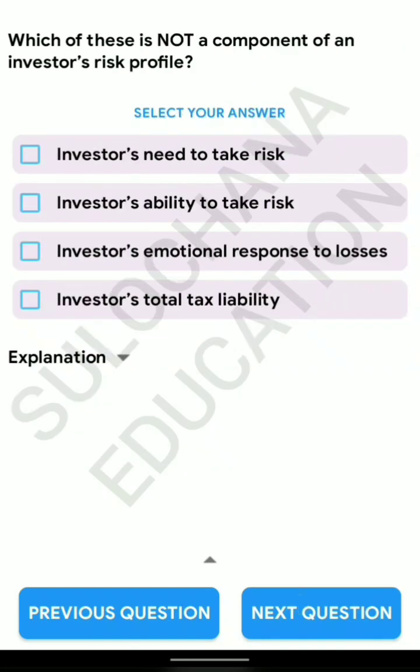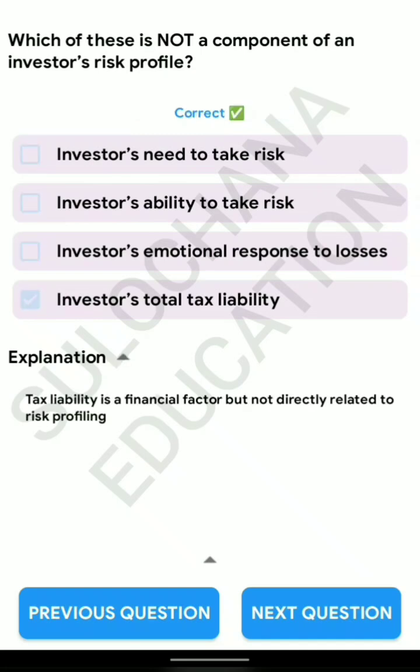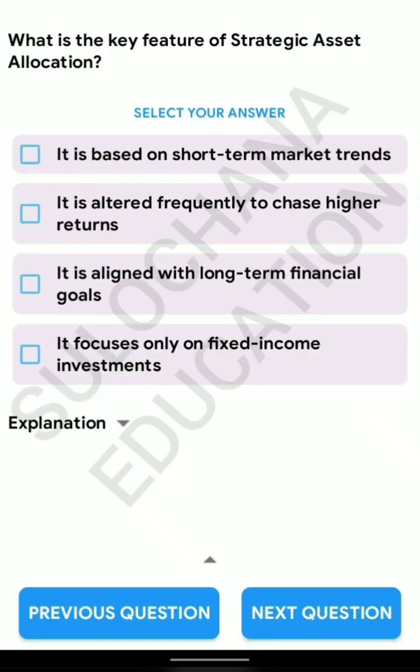Which of these is not a component of an investor's risk profile? Options are, and the correct answer is D. Investor's total tax liability is a financial factor but not directly related to risk profile.